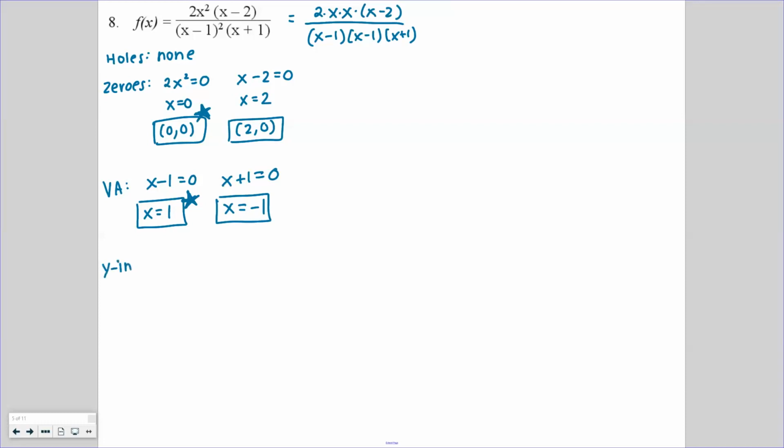Okay, before we get to that sign chart, let's talk about the y-intercept. So when x is 0, just plug in 0 for x, we get 0 for y. I knew this was going to be the y-intercept because it's also a 0. All right, let's make the sign chart. So negative 1 is the smallest, and then 0, 1, and 2. I like to include positive and negative infinity.